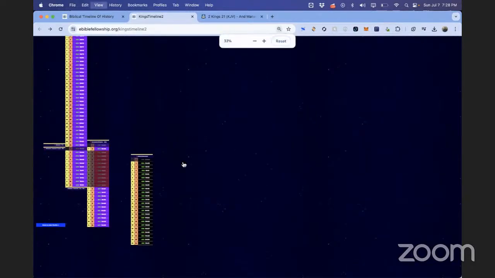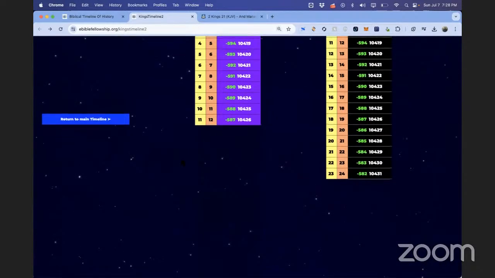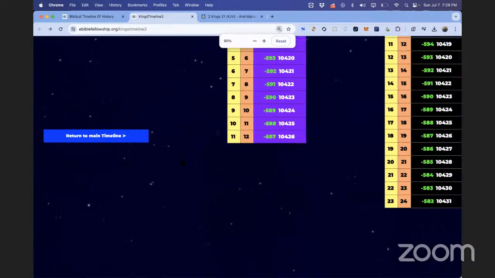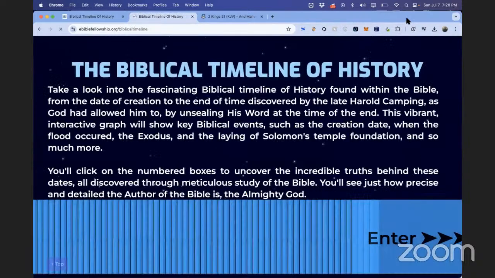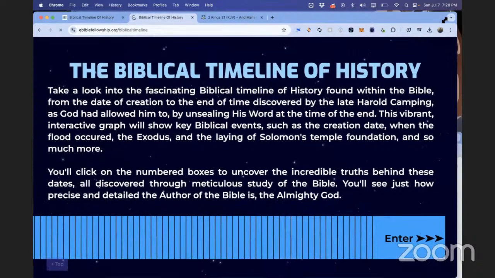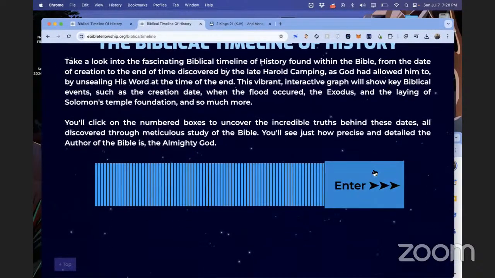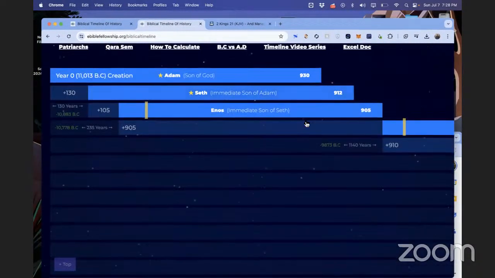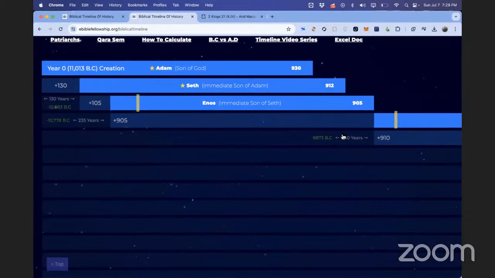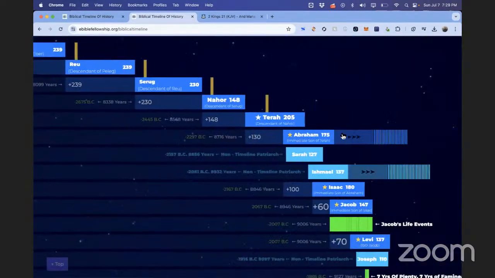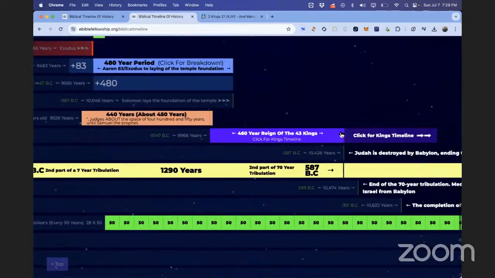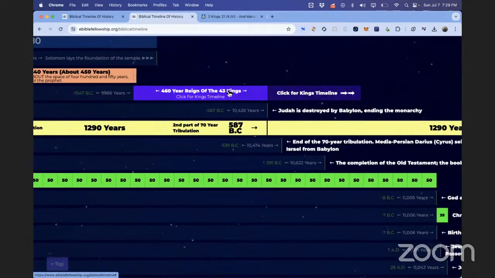If you guys want to get back to the main timeline, we've added a button here. It says return to main timeline. And we only have a few minutes left here, so I just wanted to show you a few things, like what we plan on going over next, and then we'll wrap it up. So we're down here at the kings. We just went through the whole timeline in detail.